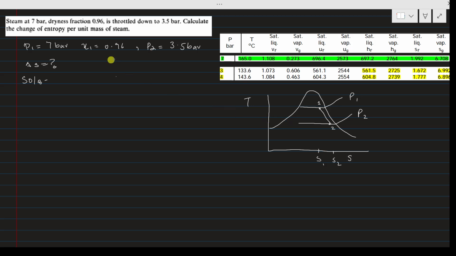This is the T-S diagram for this example 4.10. I hope you understand it. If you are still confused, you can ask in the comment section.